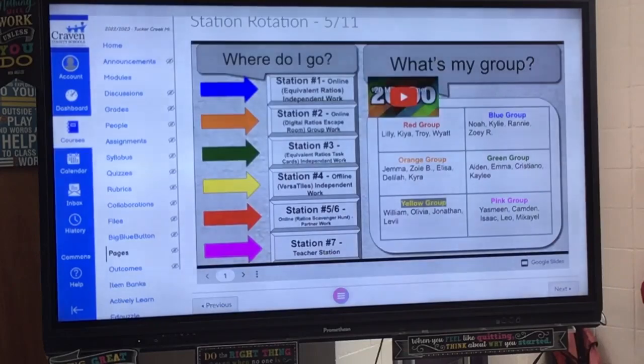So my red group. Kaya and Millie, just go join Wyatt and Troy since they're already there. If you want to do it online, you can. So Aiden, Emma, Cristiano, Kaylee, get together. You guys can pick one of these 3 tables up here to sit at. And you guys are just going to stay there.